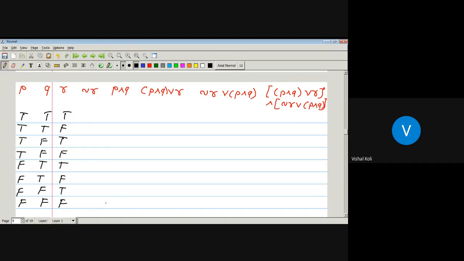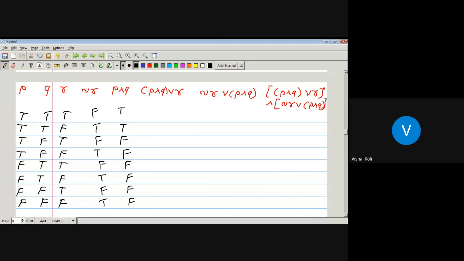Now just we have to write down the negation of R. So negation of R is false, true, false, true, false, true, false, true. Now we have to find out P and Q. P and Q is true if and only if both are true. True, true, both true, again true. Then T F, F, T F, F, F T F, F T F, F F F, F F F.